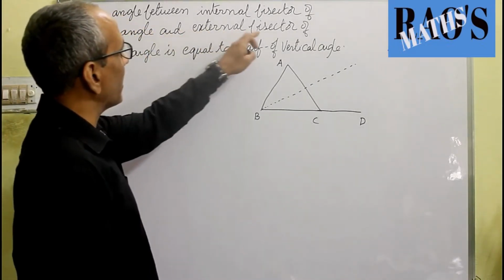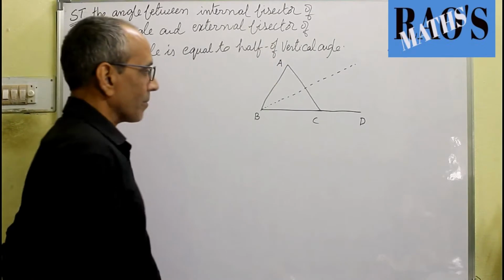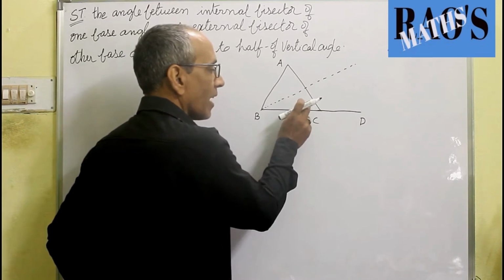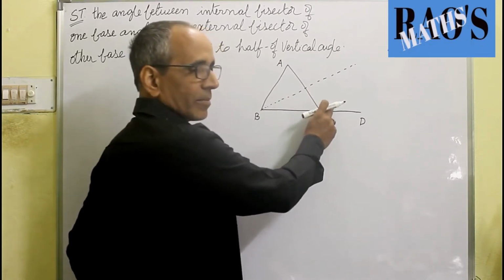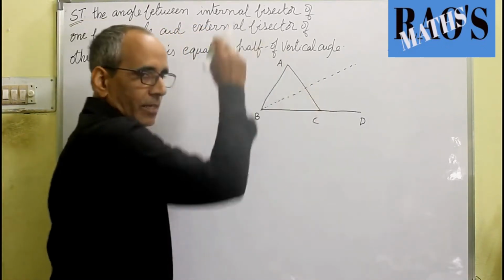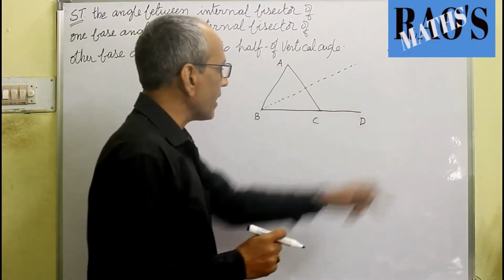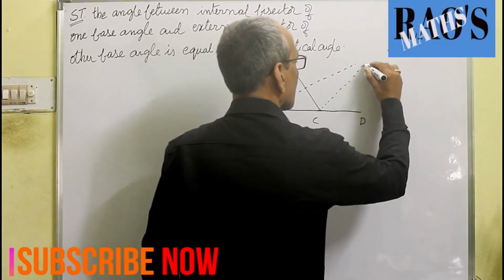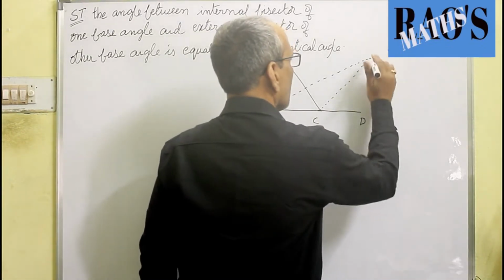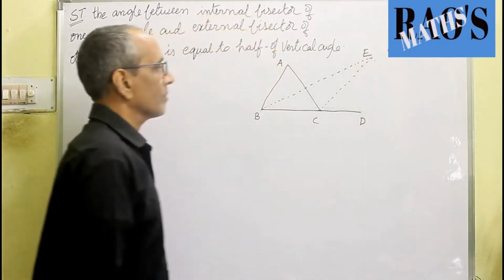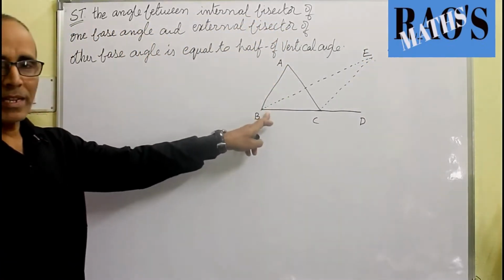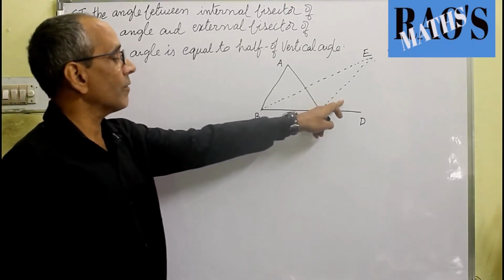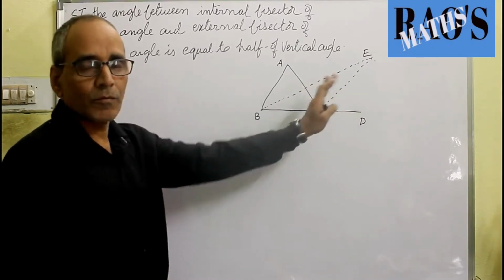And the external bisector of the other base angle. This is the internal angle, and this is the external angle, of course the exterior angle of the triangle. So this angle, that is ACD, is to be bisected. I am bisecting it. Both bisectors are meeting at E. So B is one of the base angles, and this is the external bisector of the other angle, of course the exterior angle.